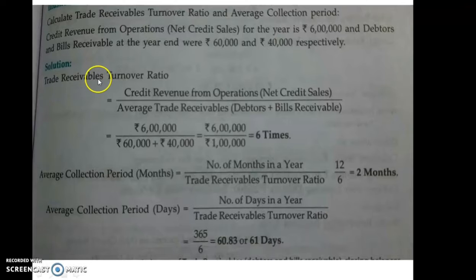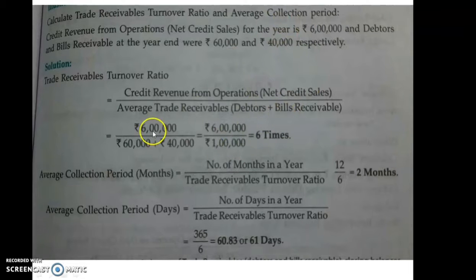So trade receivable turnover ratio is equal to credit revenue from operation, that is net credit sales, divided by average trade receivable. So debtor plus bills receivable. Why debtors and bills receivable? Because year ending of debtor and bills receivable is only given to you. So closing balance of debtor and bills receivable, you can't find average in this place.